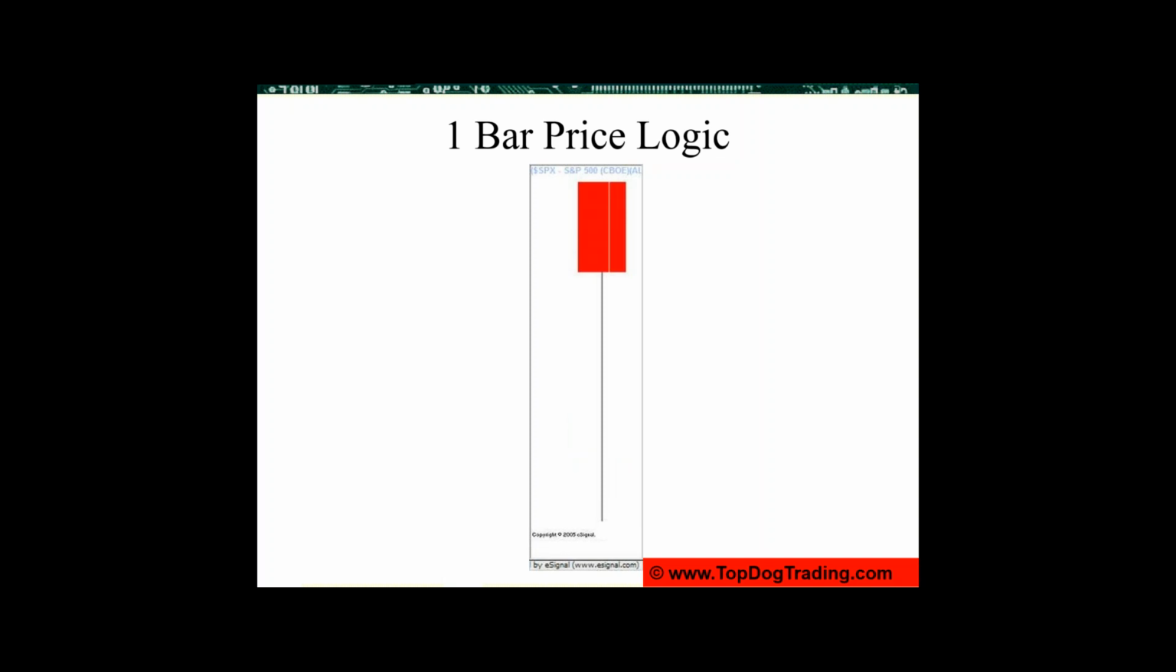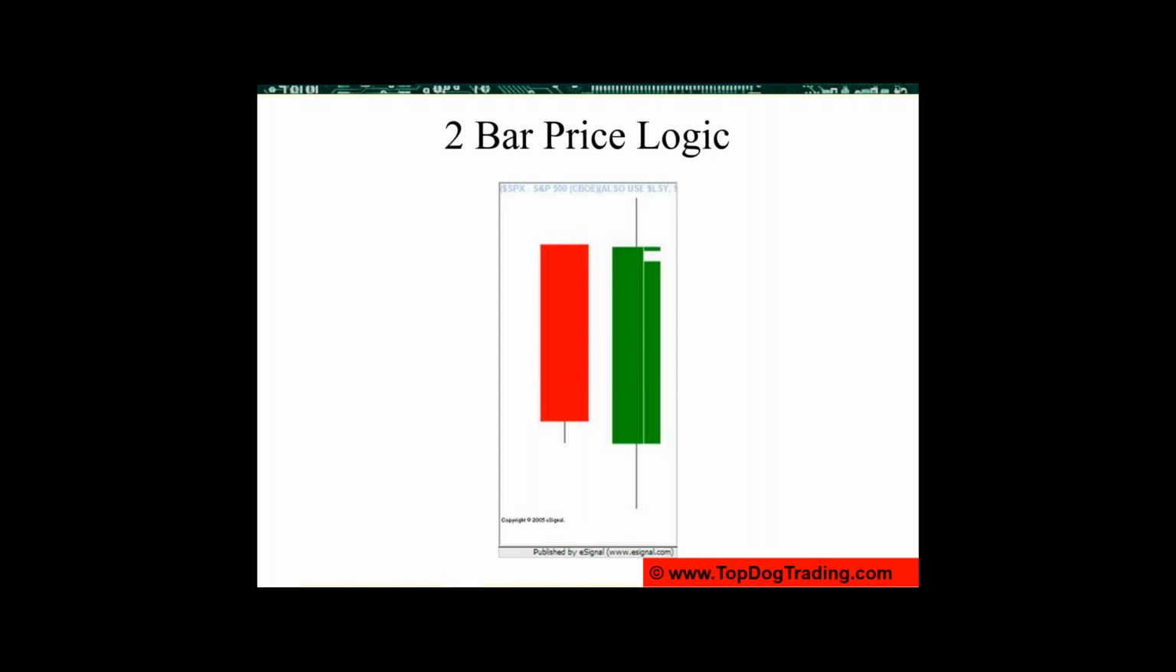Conversely, one bar bullish logic, again, wide or long wick on the bottom of the bar. Yeah, it's red, but it's not a real wide range bar on the real body, and all those values on the lower part were rejected, therefore it is considered a 1 bar bullish pattern. 2 bar logic, a lot of people call it engulfing.